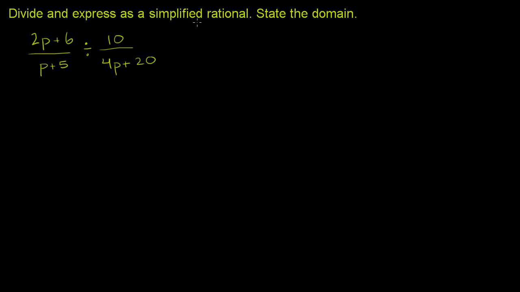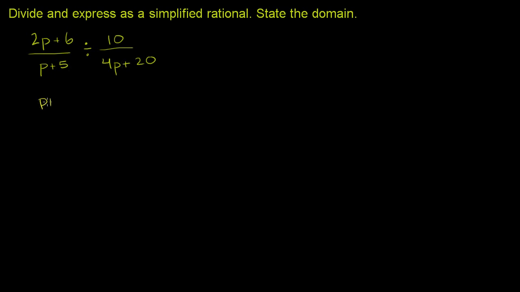Divide and express as a simplified rational. State the domain. So we start off with this expression. We actually have one rational expression divided by another rational expression. And like we've seen multiple times before, these rational expressions aren't defined when their denominators are equal to 0.